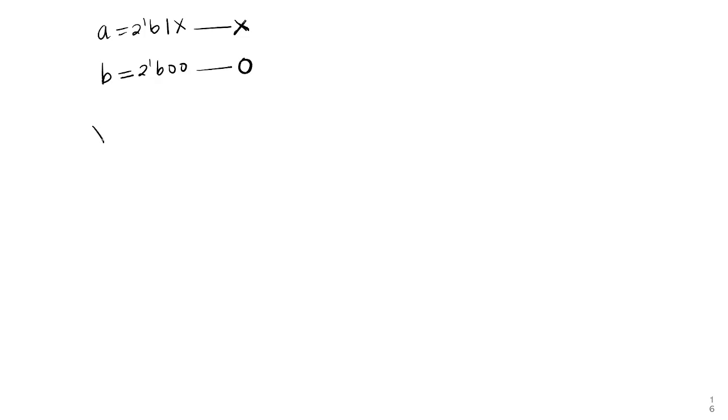Suppose I write x equal to a logical AND of b. That means x logical AND of 0. So x logical AND of 0 gives 0 only. And 1 logical AND of 0 also gives 0 only.